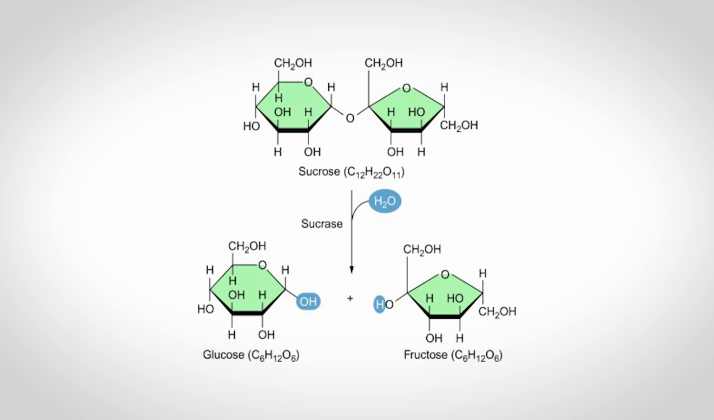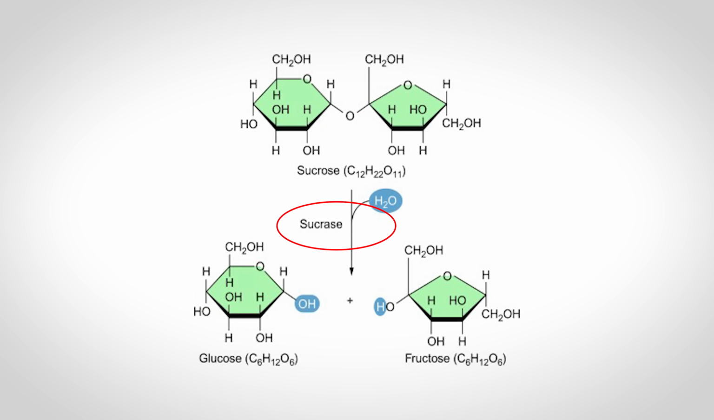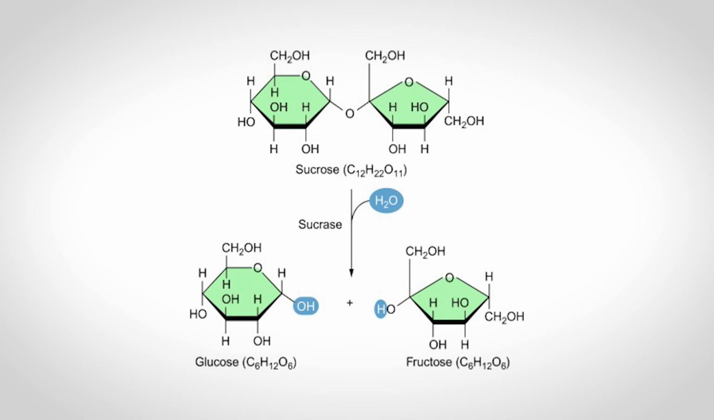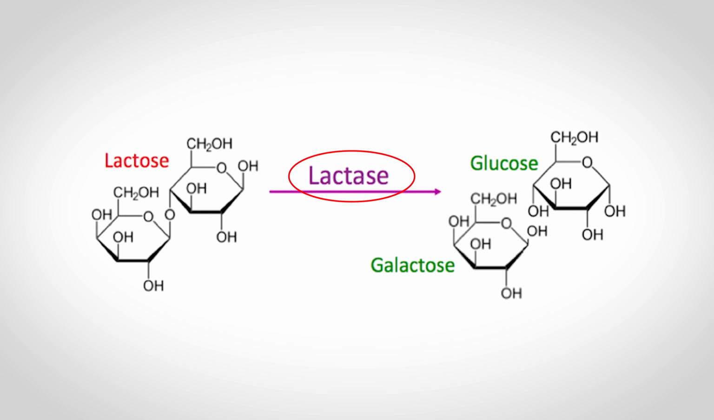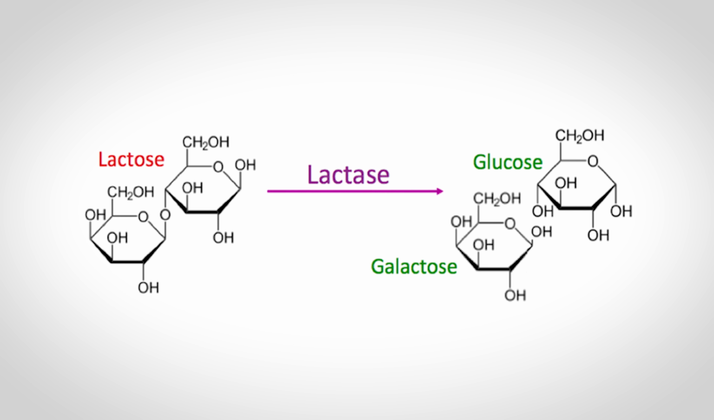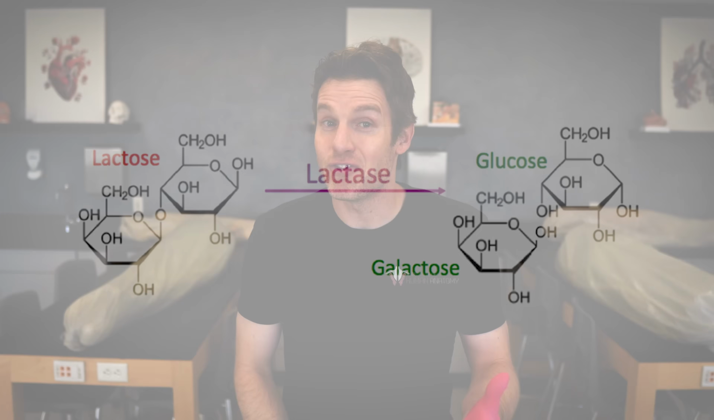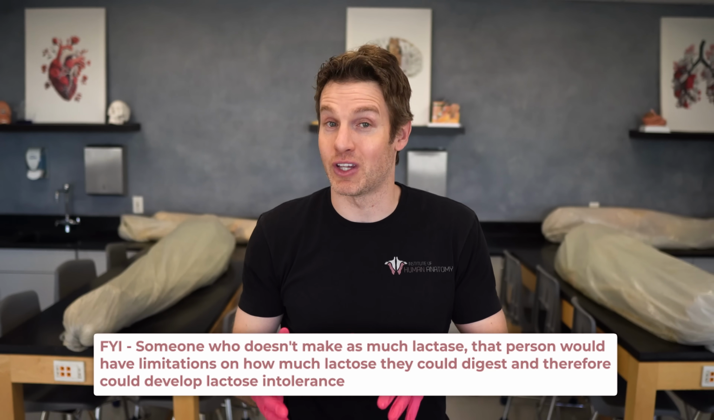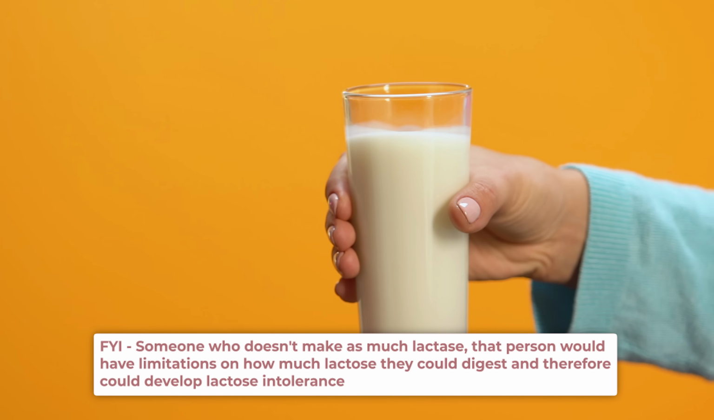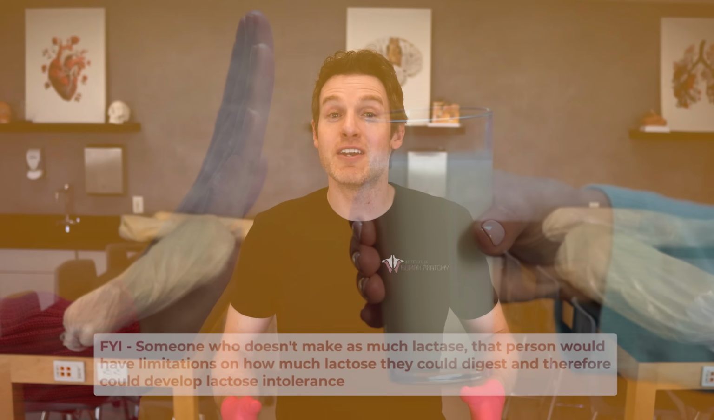For example, there's an enzyme called sucrase, which will break down the sucrose into the individual glucose and fructose molecules. We also have lactase, which is the enzyme that can break down lactose into the individual glucose and galactose molecules. And as an FYI, someone who doesn't make as much lactase would have limitations on how much lactose they could digest, and therefore could develop lactose intolerance. Then much of that lactose won't get broken down and therefore won't get absorbed. So it just moves down into the large intestine and can eventually cause bloating, abdominal pain, and potentially really stinky gas and diarrhea.